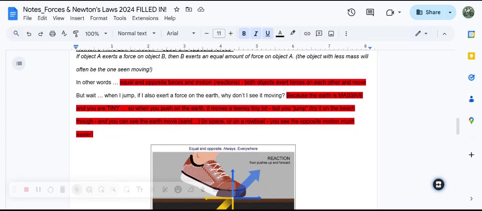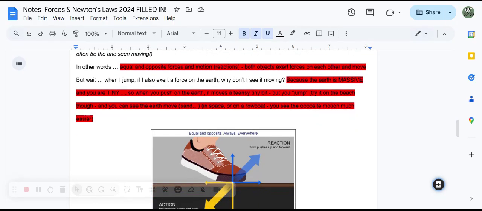So when I jump, I exert a force on the earth. Why don't I see the earth moving? That's because the earth is massive, meaning it has a big mass, and you are tiny compared to the earth. So when you push on the earth, it does move a teensy tiny bit, but you are the one seen jumping, moving a lot. And that's because the earth weighs billions upon billions of times more than you. Because the earth is so much more supermassive than you, it might accelerate, but that means it is going to move a trillionth of a meter, which is not something that we can measure.